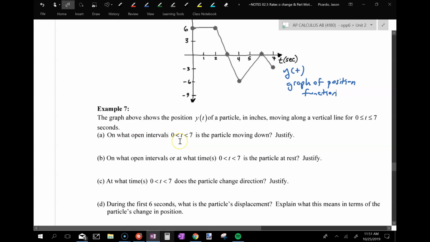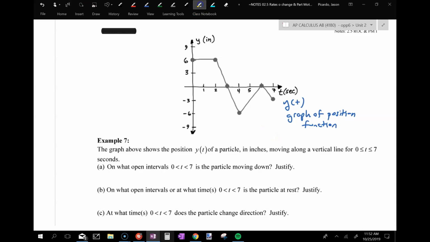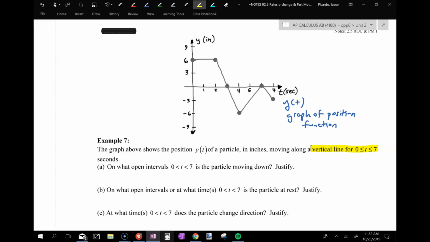So, on what interval, now notice what it says, open, right? Open interval. From 0 to 7, all right, well, this goes from 0 to 7, is the particle moving down? Well, guys, this is a position function. And notice, I didn't read it, I should have. Notice what it says here. It says the graph is a position function in inches of a particle moving on a vertical line. So yeah, if I can have a particle move on a horizontal line, then I can have one move on a vertical line, right? Sure enough.